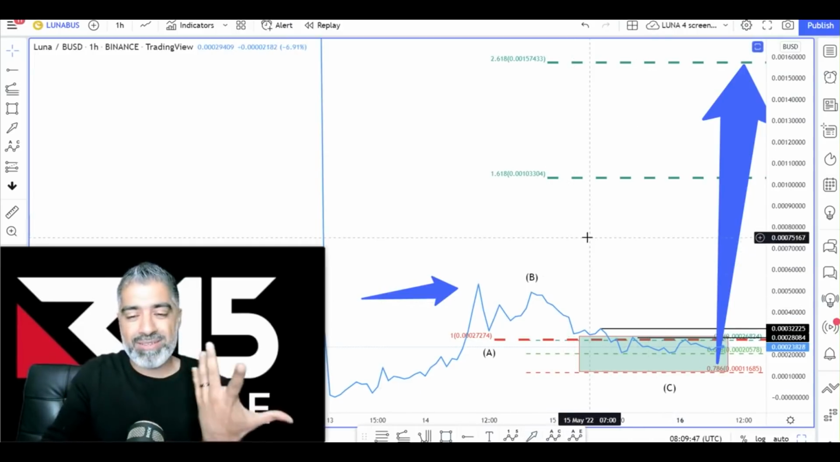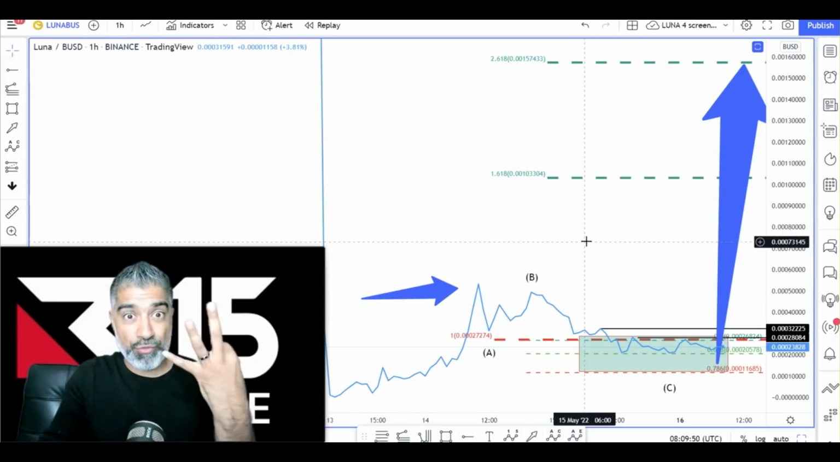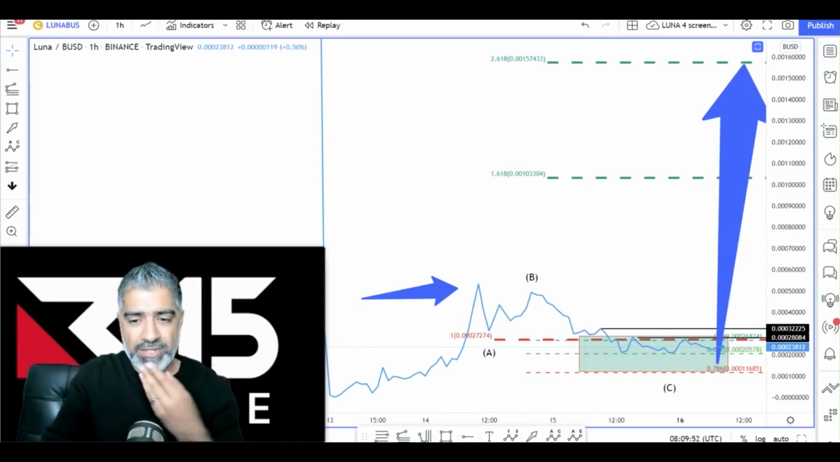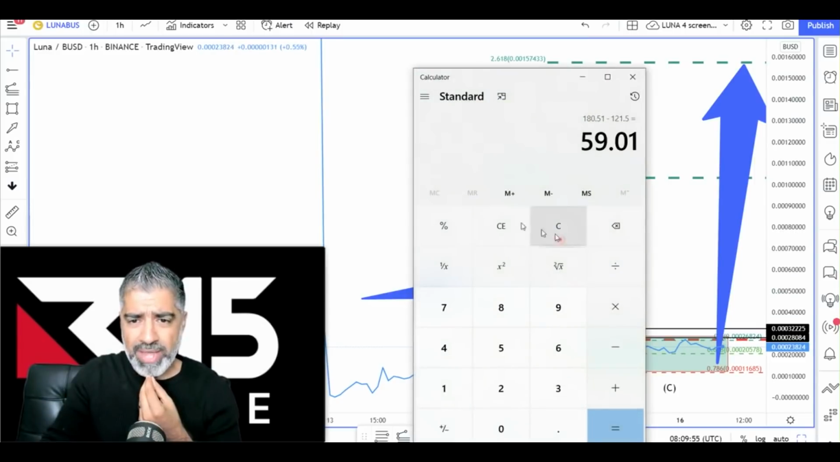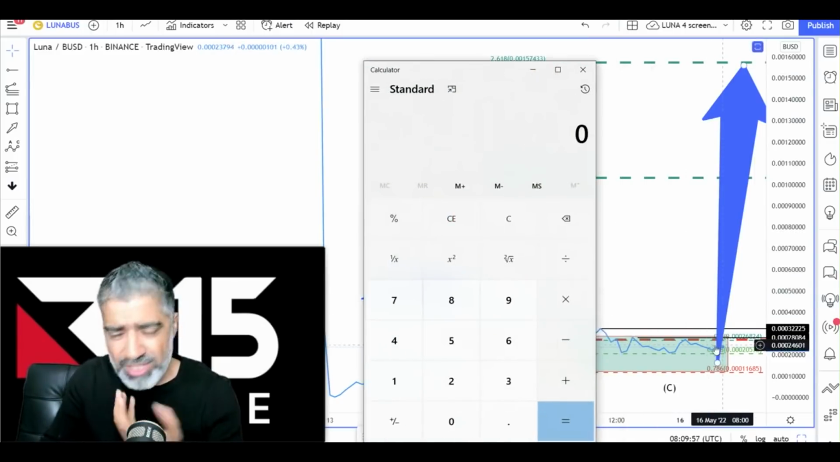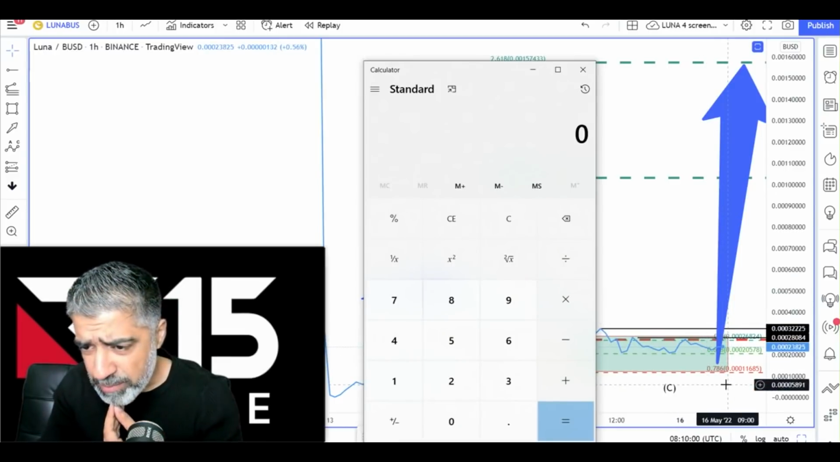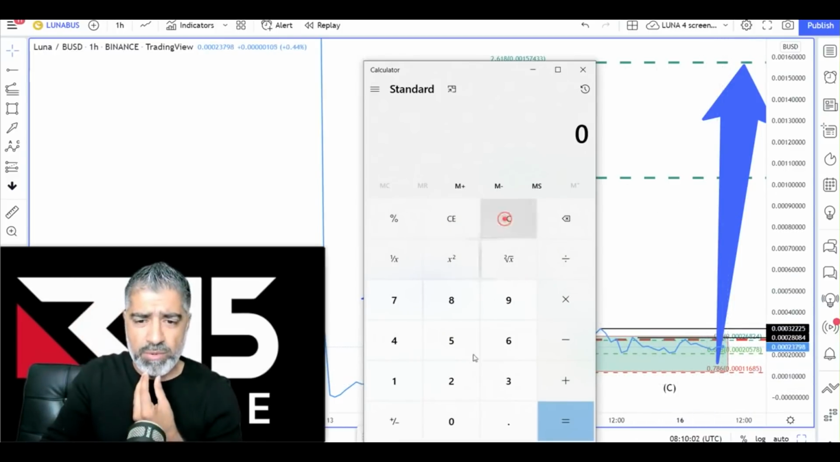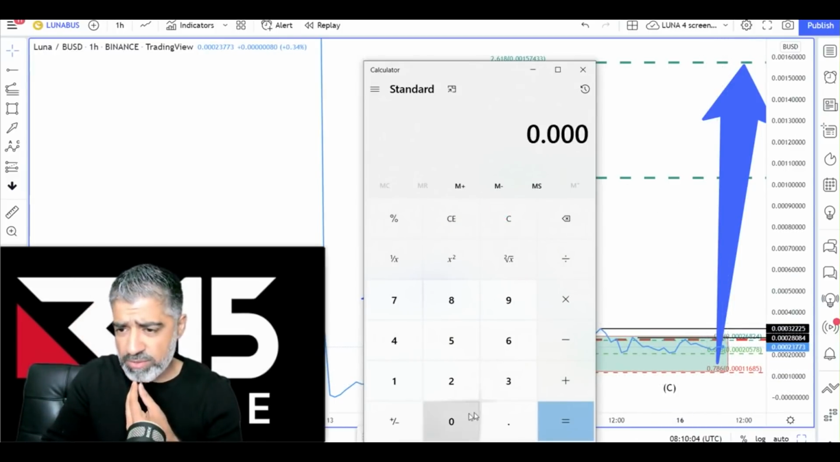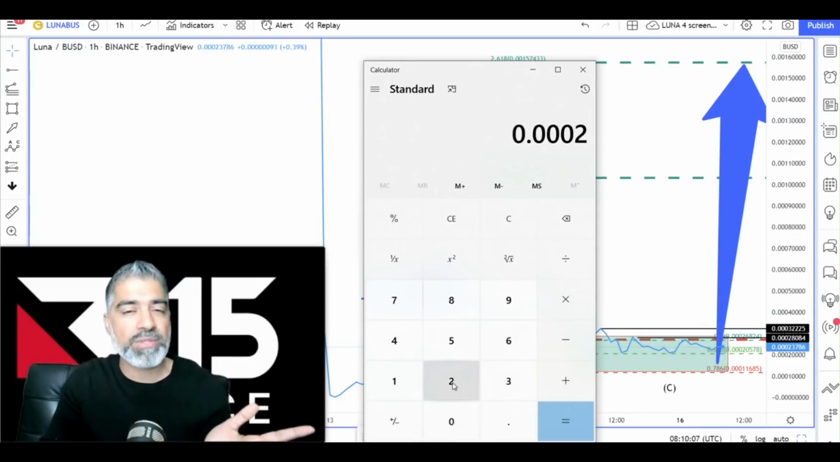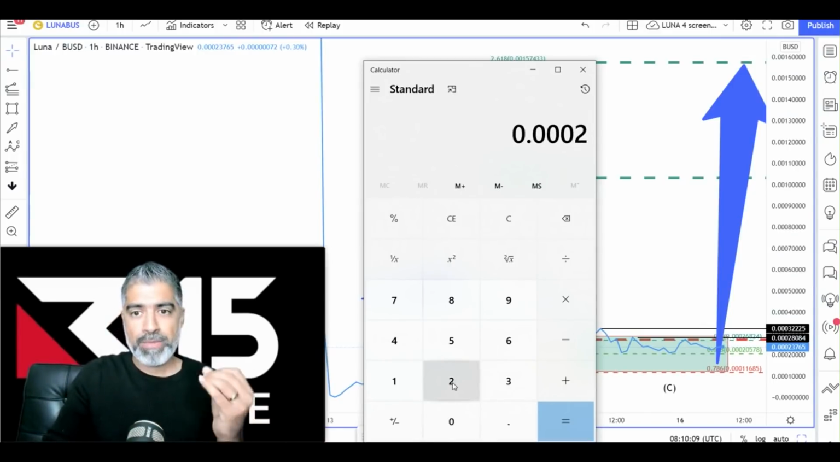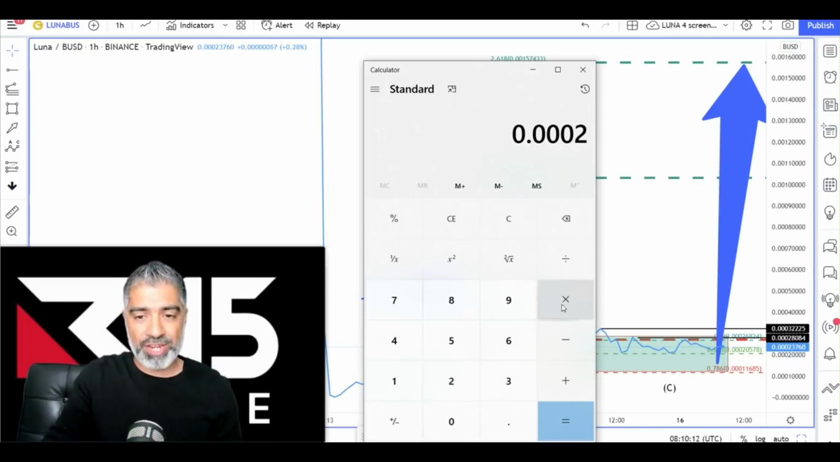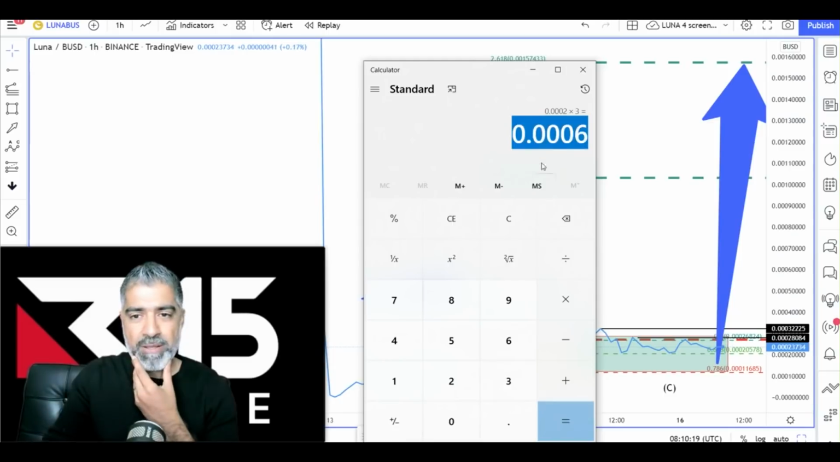I normally recommend or suggest or even give guidance on a 2x, 3x, or a 4x. What does that mean? So if we just pull up a calculator and let's just say we bought at today's price. To keep it simple, let's just say it was 0.0002. Now, if we get a 3 times gross multiple, literally meaning times by 3, 0.0006, we're going to use this information in a second.